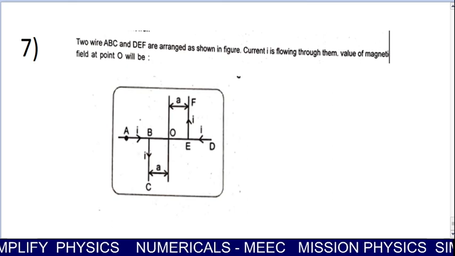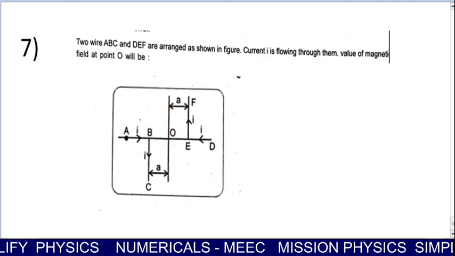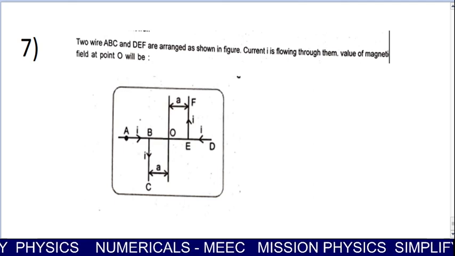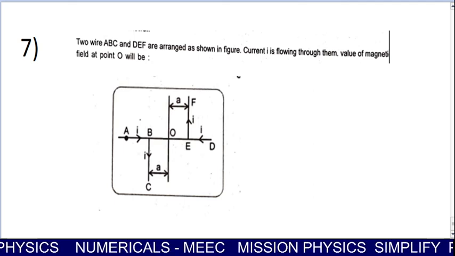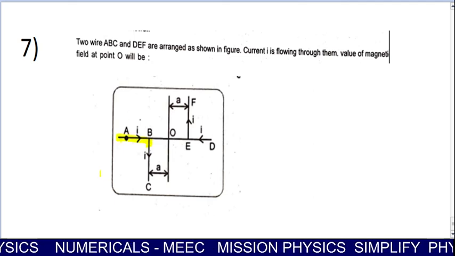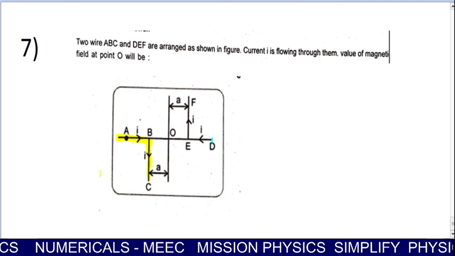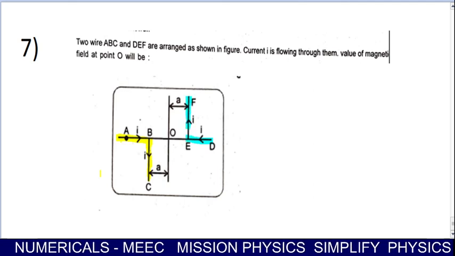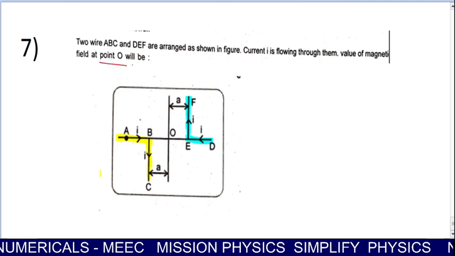Two wires A, B, C and D, E, F are arranged as shown in the figure. So we may show them in separate ways, such as A, B, C. Suppose I show A, B, C by the yellow color, and the wire D, E, F is shown like this. Okay. Now we have to find the magnetic field at the point O.